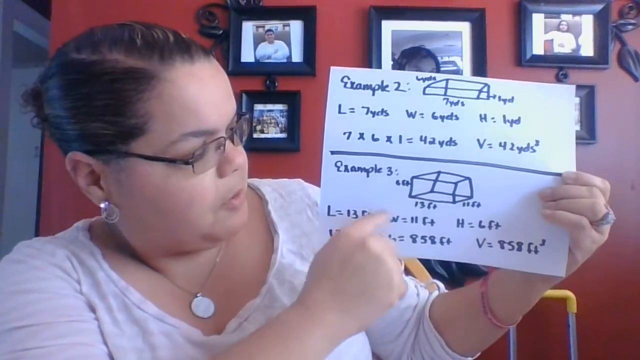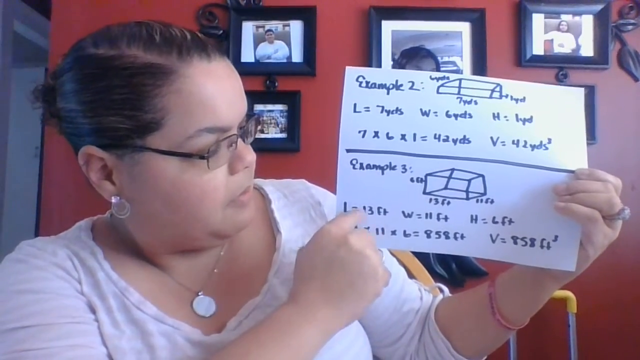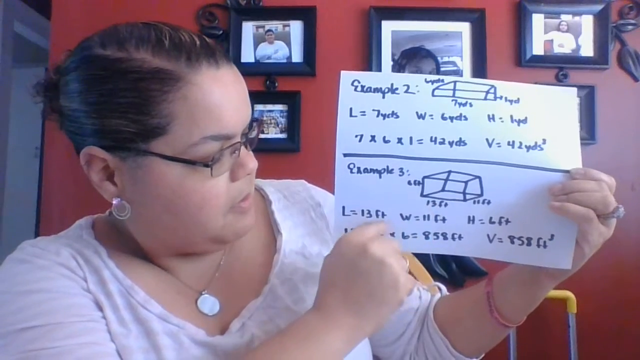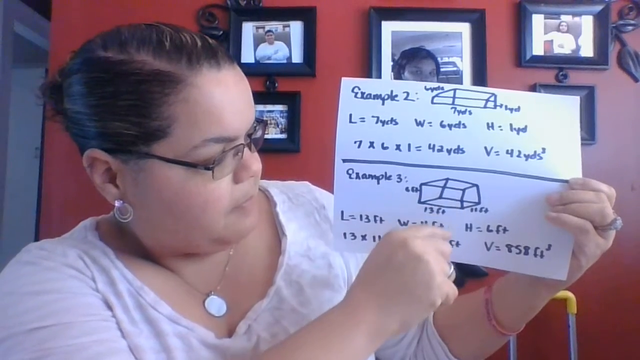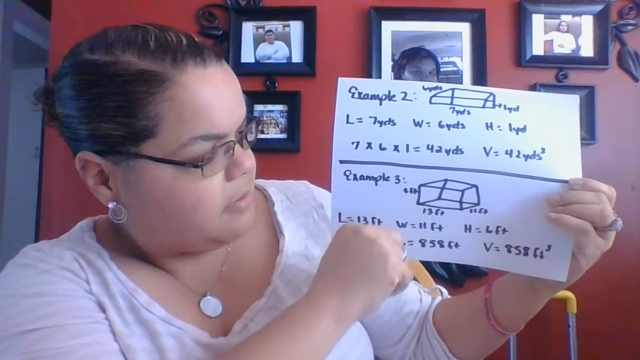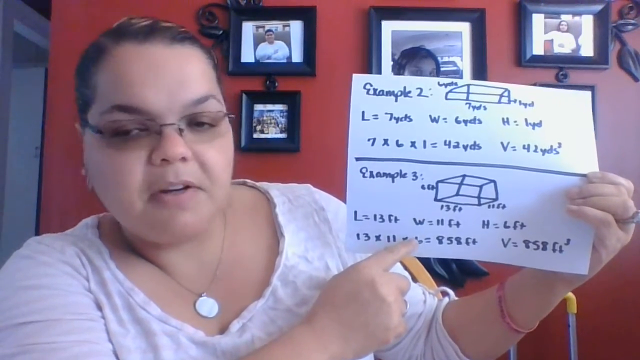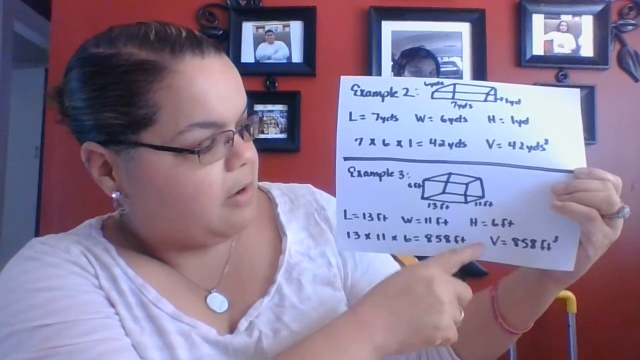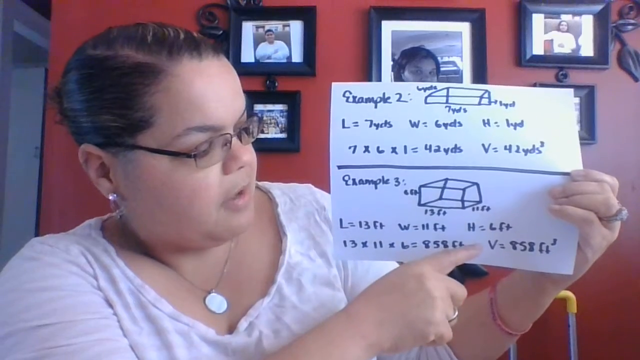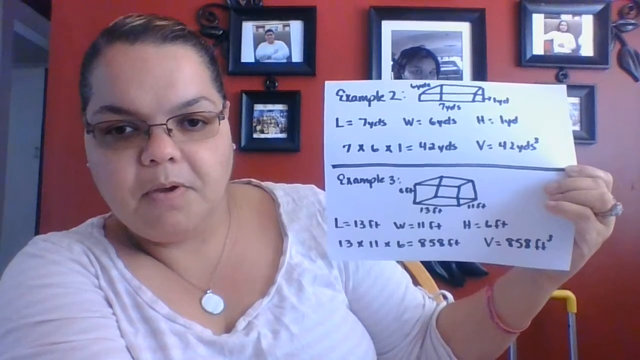The last example I have for you, we see another little cube, a different shape. The length, which is here, is 13 feet. The width is 11 feet, which is that right there. The height is 6 feet. So we're going to do 13 times 11 times 6. If you put that into your calculator, you're going to get 858. So the volume of this prism is 858 cubic units.